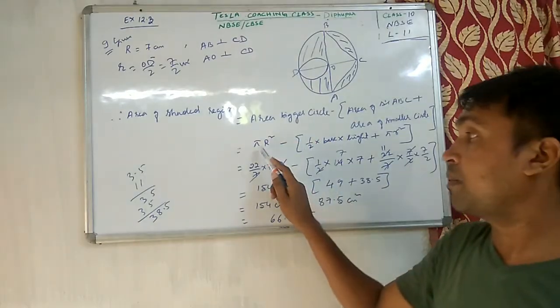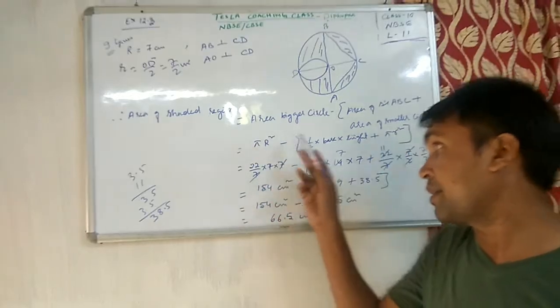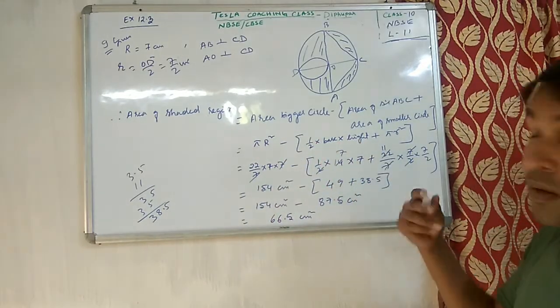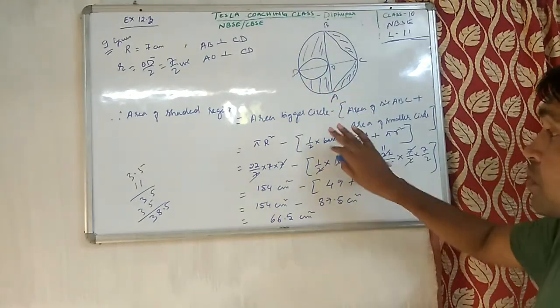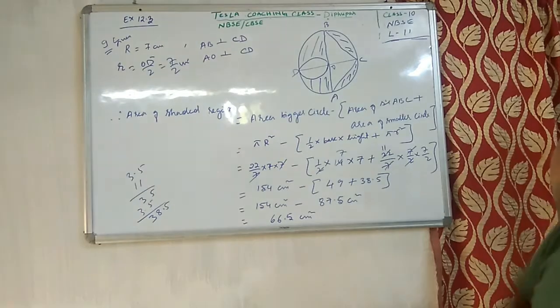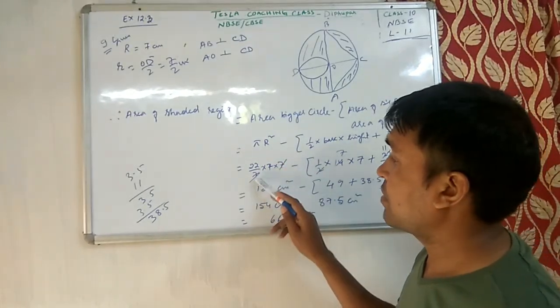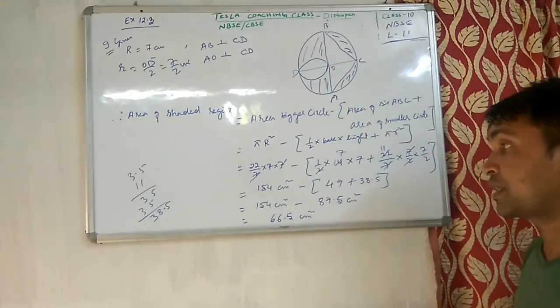Now area of a bigger circle is pi R square, capital R is the radius of a bigger circle, so pi R square minus, you put the third bracket, half into base into height, area of a triangle formula, plus pi r square for the smaller circle. These, if you subtract it, you will get the shaded region. So we have written 22 by 7 into 7 into 7, 7 cancel, so you will get 154 centimeter square, area of a bigger circle.